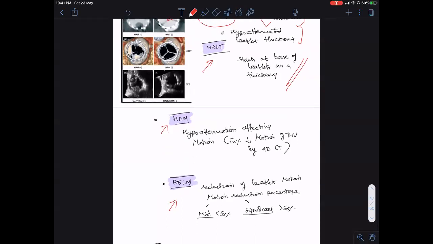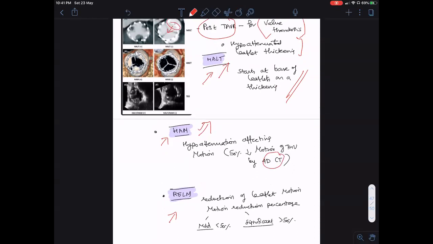The second one is HAM. HAM stands for hypoattenuation affecting motion. HALT does not affect motion, but HAM affects motion. So we do a 4D CT, which is why 4D CT is important in this subgroup of patients. If there is a reduction of valve motion in the systolic frames compared to the diastolic frame by at least 50%, this probably means there is probable subclinical valve thrombosis. The gradients may be a little high, patients may be asymptomatic, but they may have valve thrombosis. This valve thrombosis has been correlated to subsequent valve degeneration. That is why a lot of studies are now looking at anticoagulation for this.